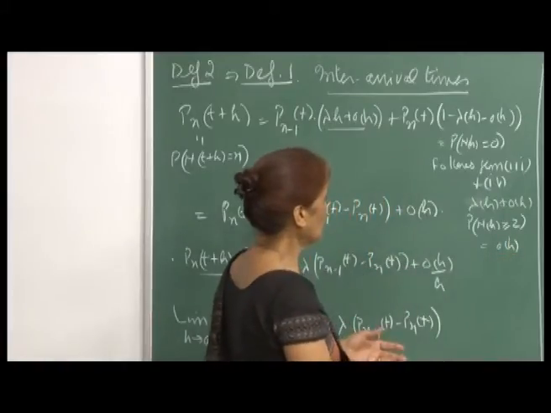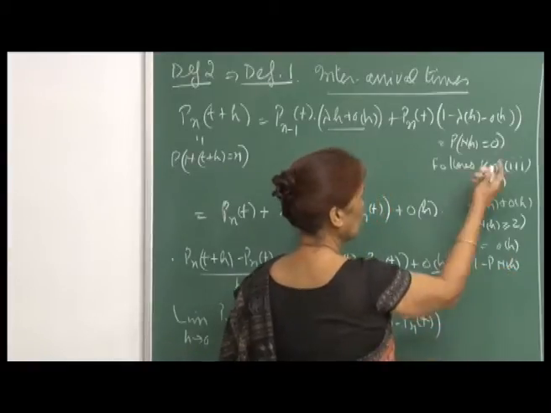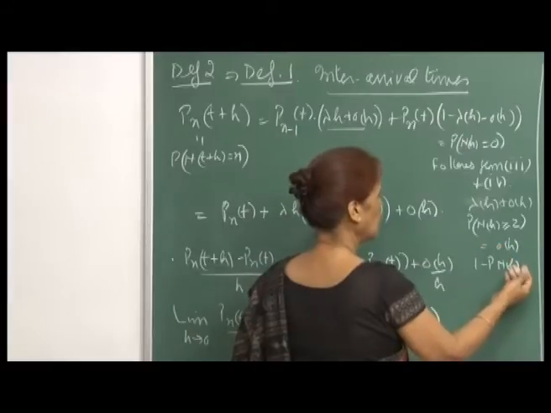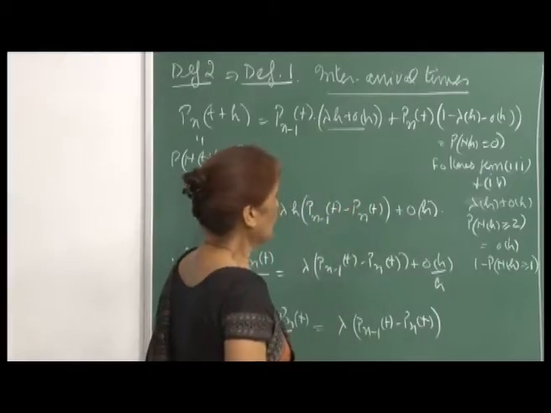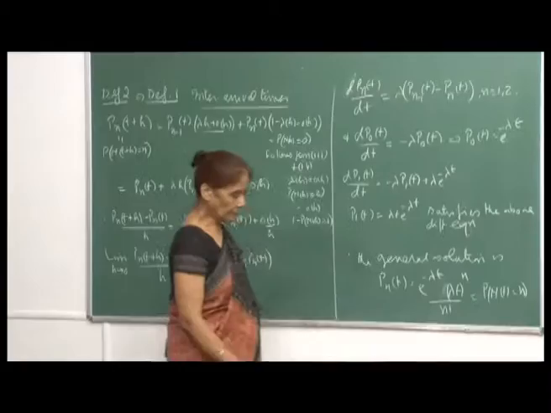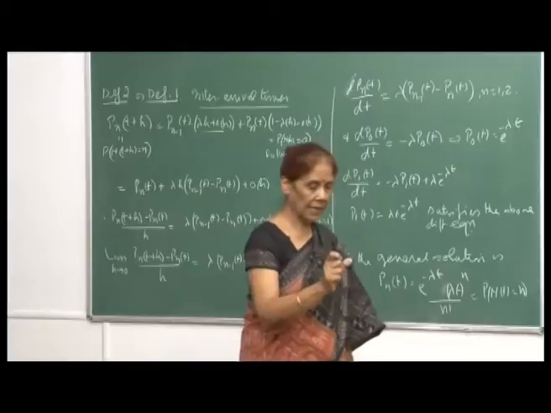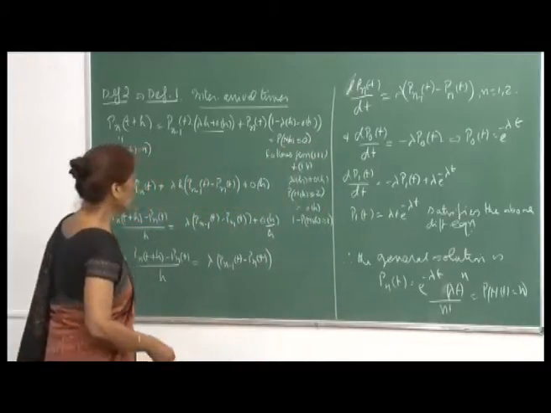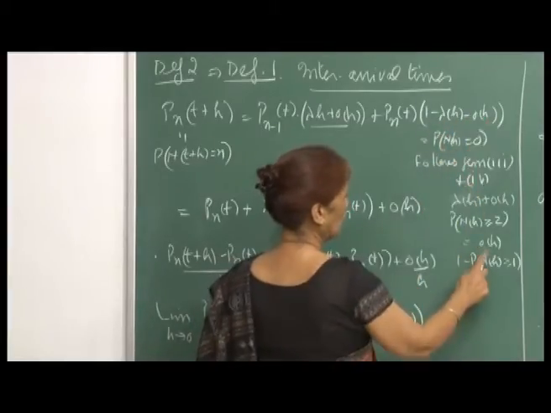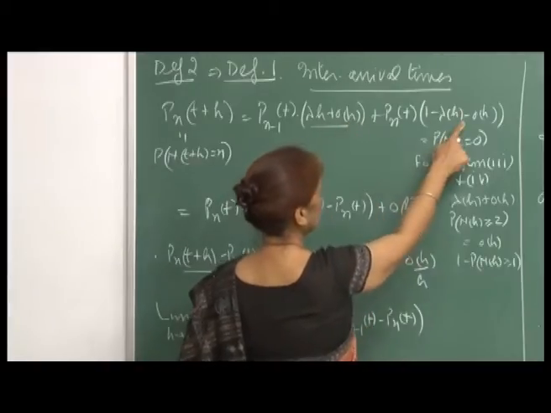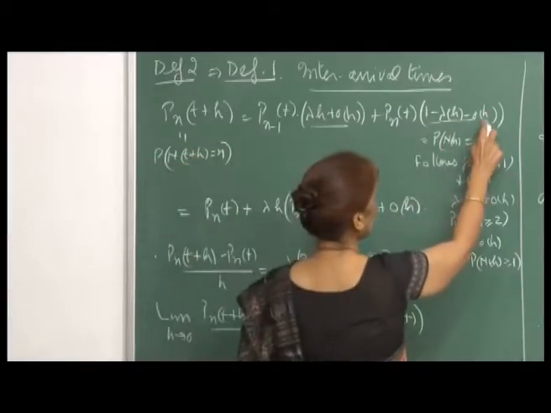Right. Now, when you say that there is no arrival, then you want 1 minus probability N(h) greater than or equal to 1, because you want the complement. See, if you want N(h) equal to 0 in time h, that means arrivals of 1, 2 and so on in the interval h, so 1 minus of that. So, this would be 1 minus lambda h, because this is O(h) and this is lambda h plus O(h). Therefore, probability of N(h) equal to 0 is 1 minus lambda h minus order h.